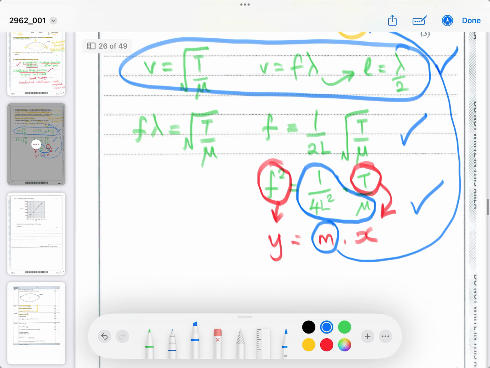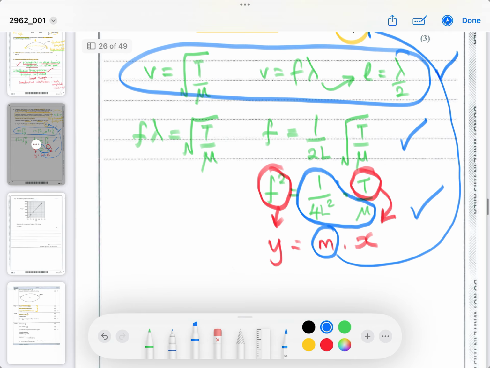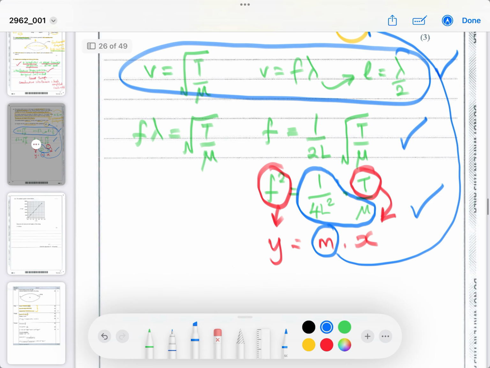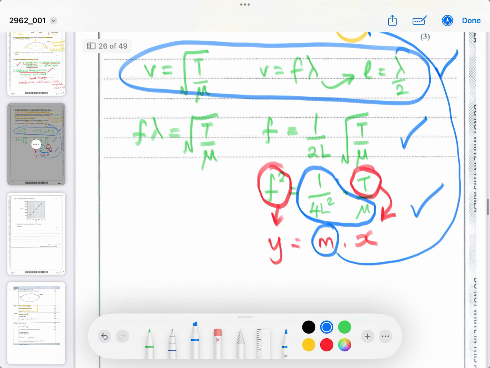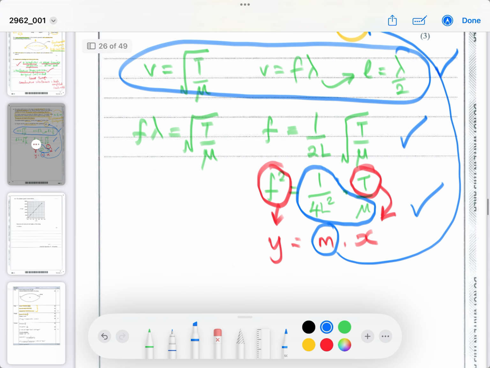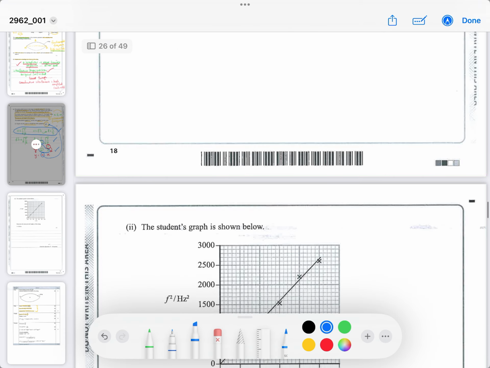Yes. Equating, it says equating F lambda with the square root of T over mu is 1 mark. Making sure you know lambda is 2L, 1 mark, and then comparing it with y equals mx plus c is 1 mark. So you get 1 mark for equating lambda with length. Okay? Otherwise you couldn't prove their equation. All right, so that's 17.